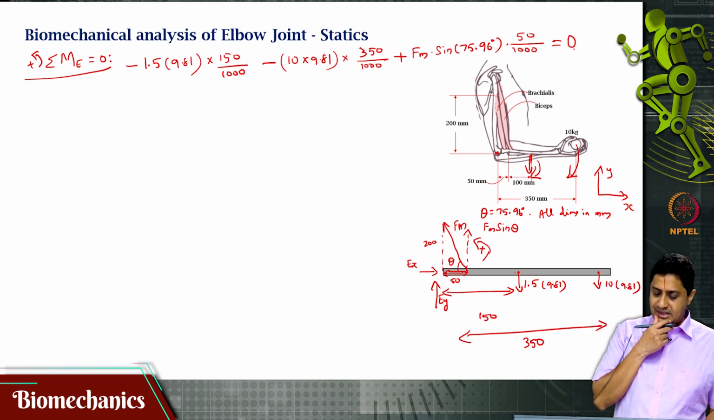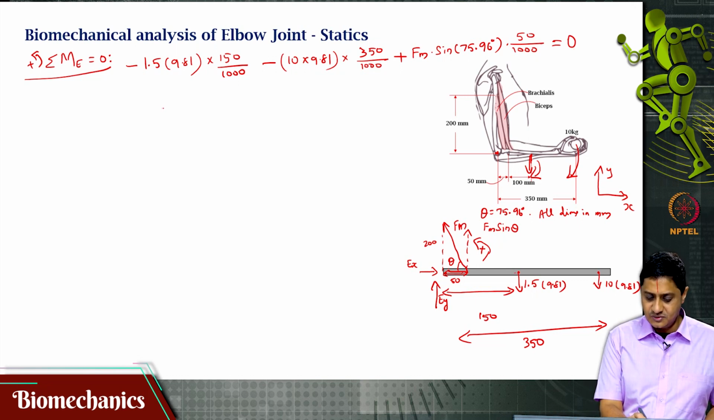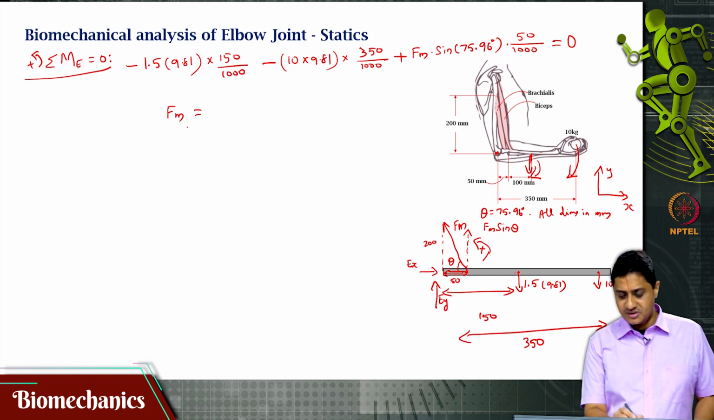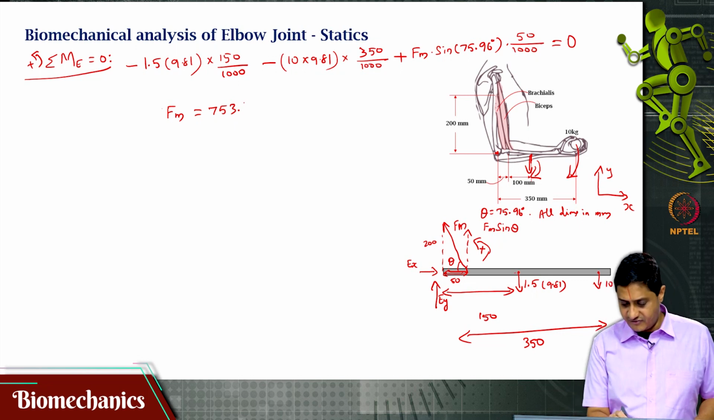Now, this is one equation in a single variable. I request you to try and simplify this algebra. After some algebra, you realize the value of Fm is about 753.35 newtons.